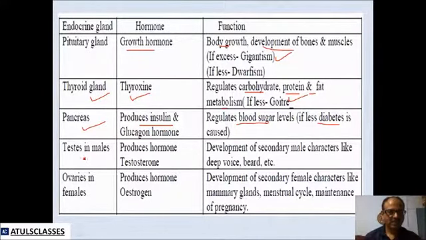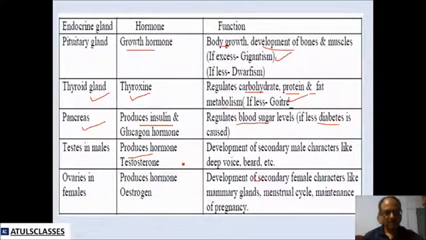Then the glands that are different in males, the testes, secrete the hormone testosterone, which helps in the development of secondary male characters. And the ovaries in females help in the production of secondary sexual characters in females, characters like mammary glands, menstrual cycle, and maintenance of pregnancy. The hormone they produce is estrogen.